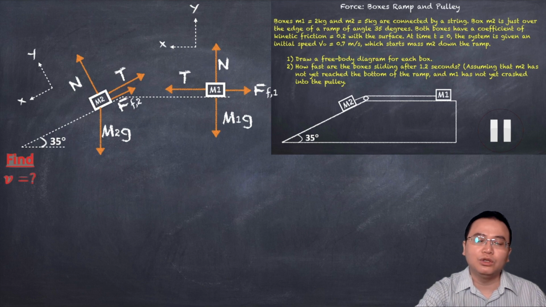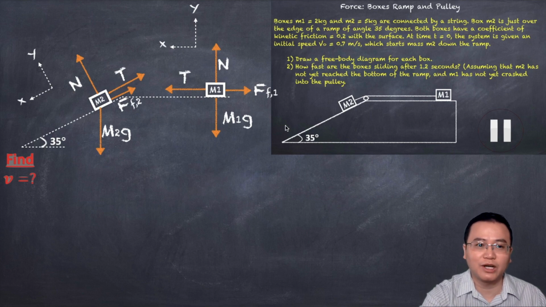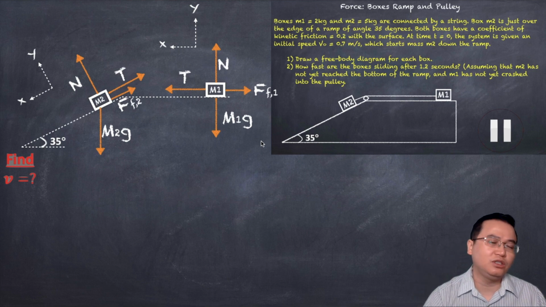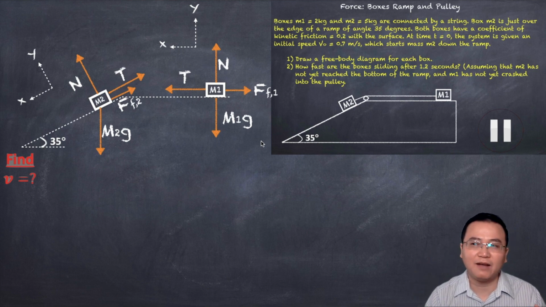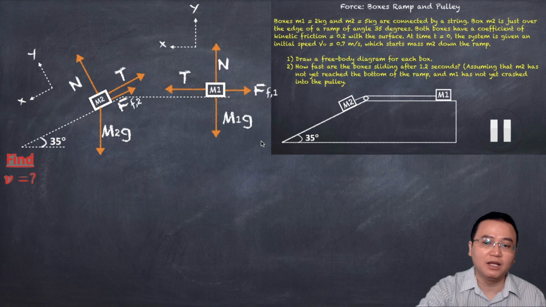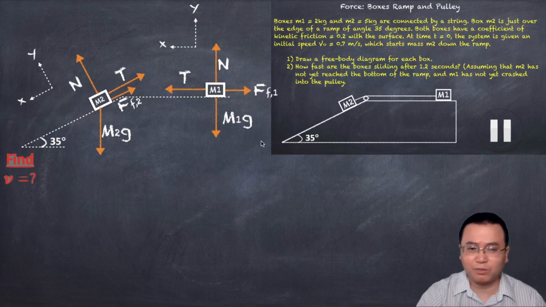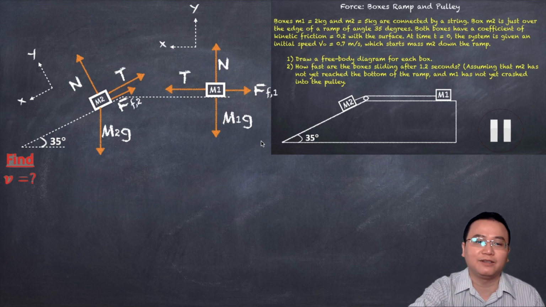So let's move on to question number 2. It asks you about velocity, how fast the box is moving after 1.2 seconds. So you always start out with find. What is it I need to find? You need to have a sense of direction of where you're going. Whether you know how to solve the problem or not, you should be able to figure out what it is that you need to find. I need to find V. Put a question mark.